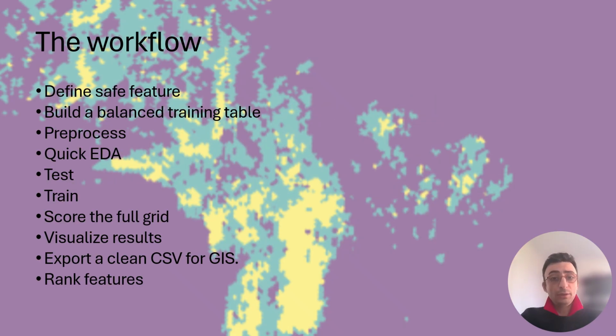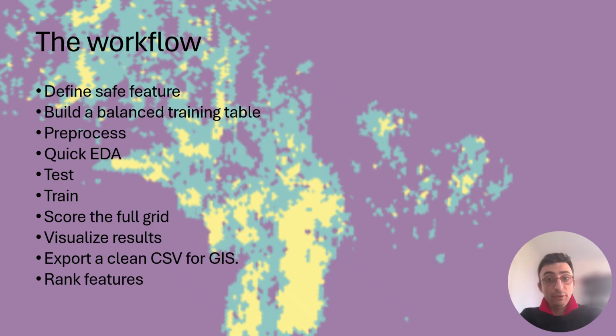Okay, this is what we're going to do step by step. So set up the notebook and define the safe feature lists to avoid label leakage. Build a balanced training table by pairing positives with sampled negatives. Pre-processing is the next step. Impute missing values, stabilize skews, scale and encode geology. Then it's time for quick EDA sanity checks and a two-dimensional PCA view to confirm usable signals.